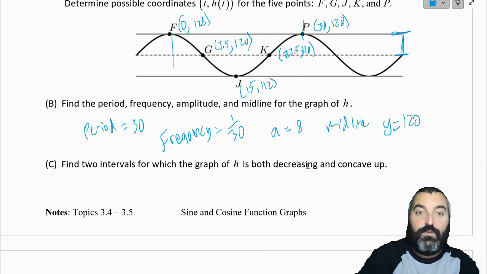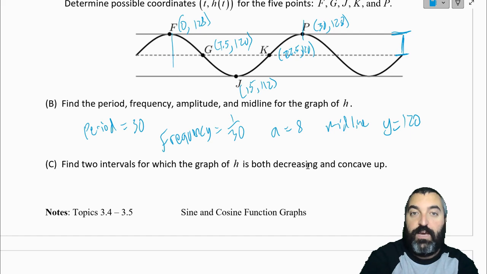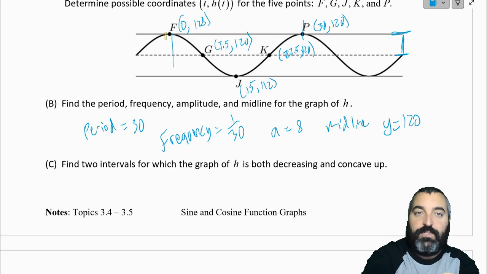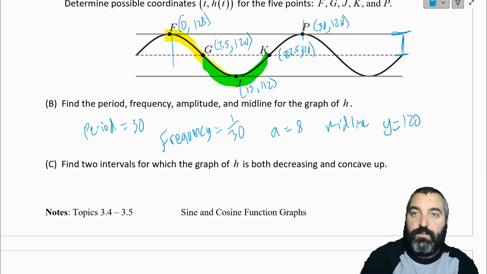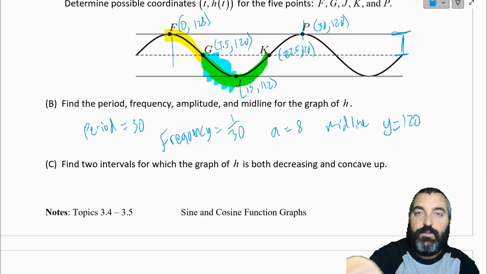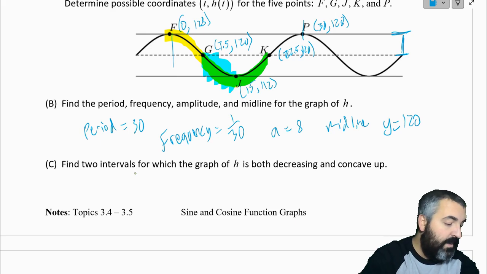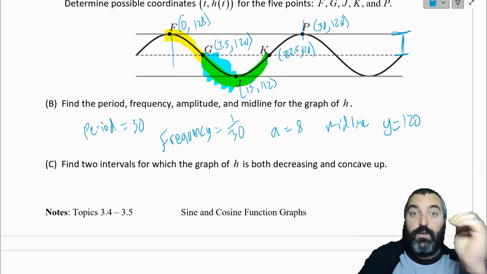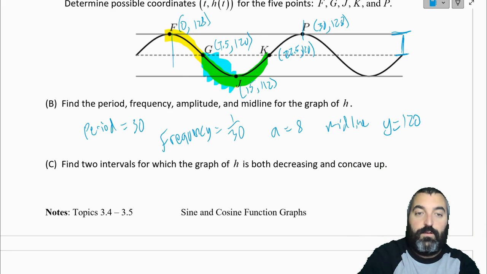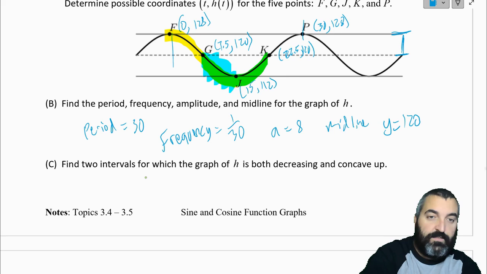So I'm going to go ahead and look at the graph and see concave up. I'm going to start with that. Well, it doesn't really matter what I start with. So here's my decreasing part that I can see from F to J. Here's a concave up part. Well, the part that overlaps is G to J. So there we go. There's my answer. So we're going to say from 7.5 to 15.